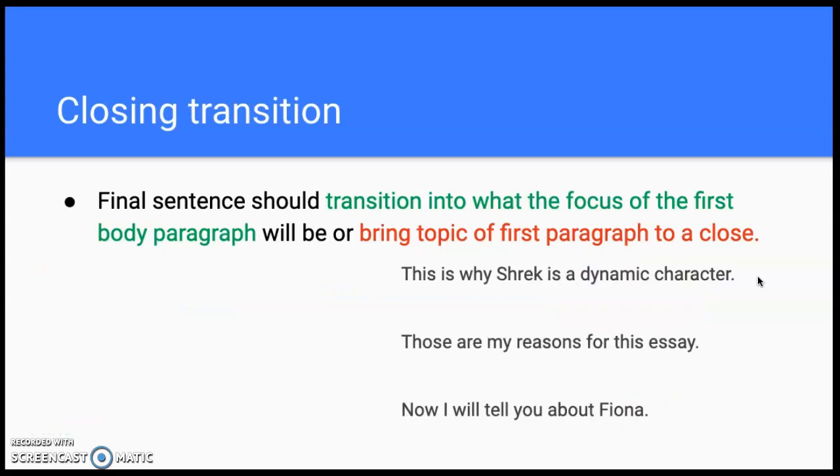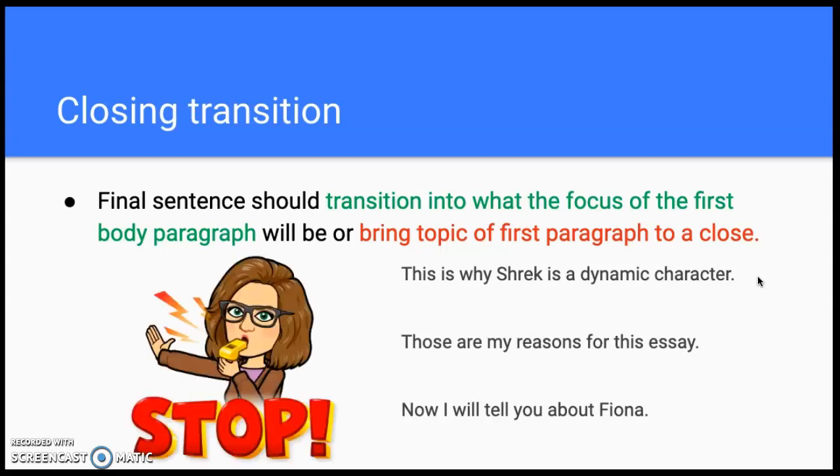And then here are some bad examples. This is why Shrek is a dynamic character. Nope, do not just state the obvious. Those are my reasons for this essay. Again, stating the obvious, and you used my. Now I will tell you about Fiona. Nope, do not ever say, now I'm going to do this, then I will do this. It's not about you, it is an analysis.